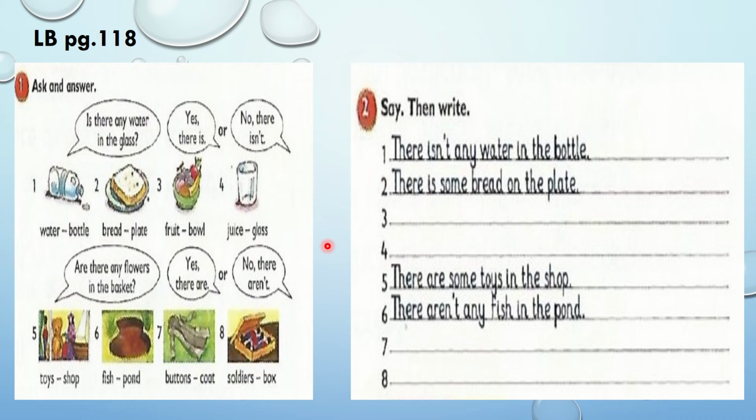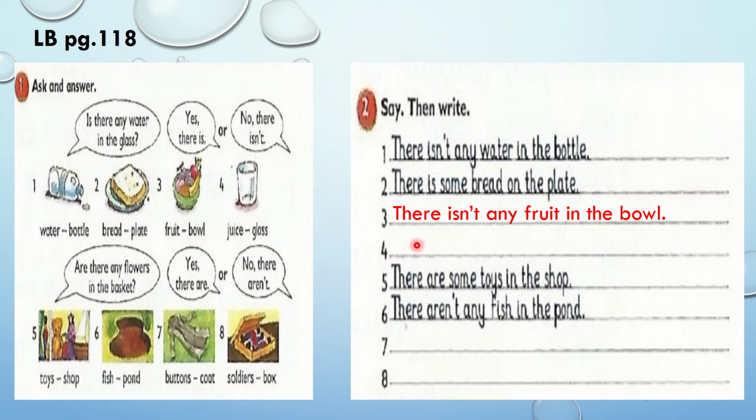Now here we need to do number 3 for ourselves. So let's have a look at the picture. Here we see a bowl of fruit. So the two words that we have to use are fruit and bowl. So our sentence then will become, there isn't any fruit in the bowl, but there are some fruit in the bowl. You can make your answers whichever way you would like. The only thing you need to use is fruit and bowl.